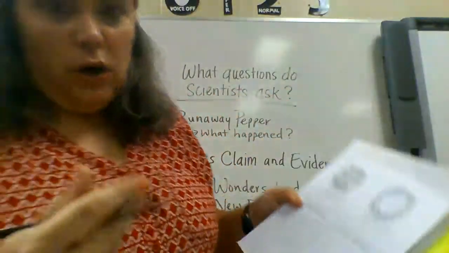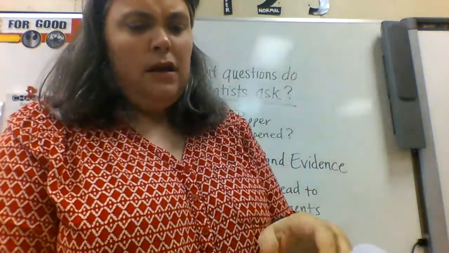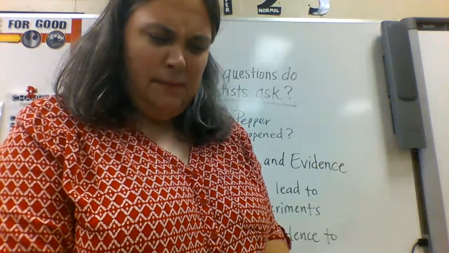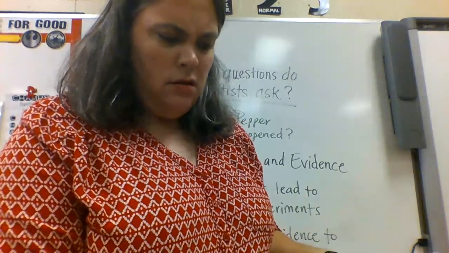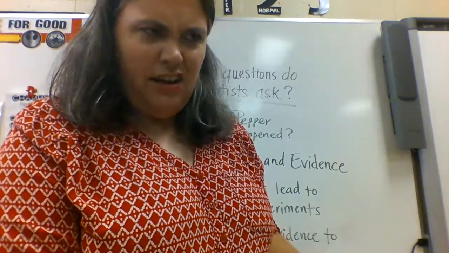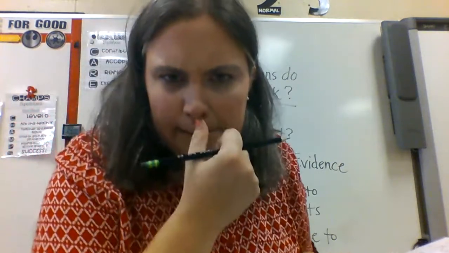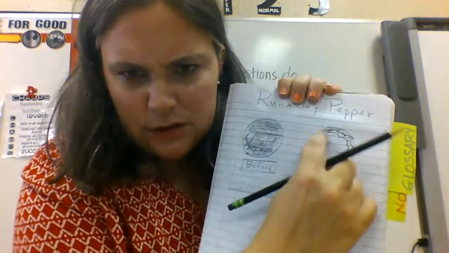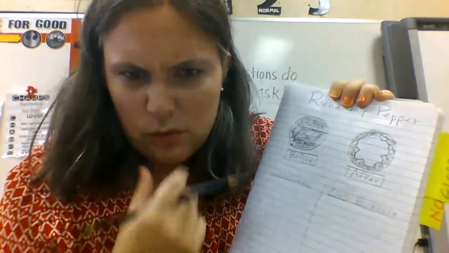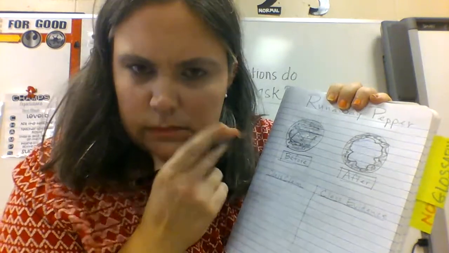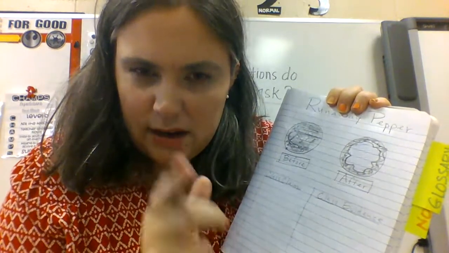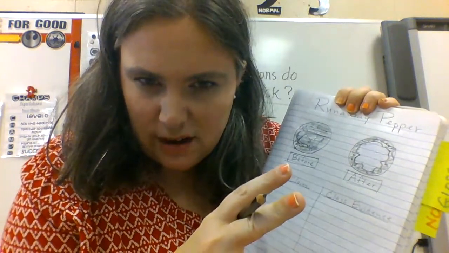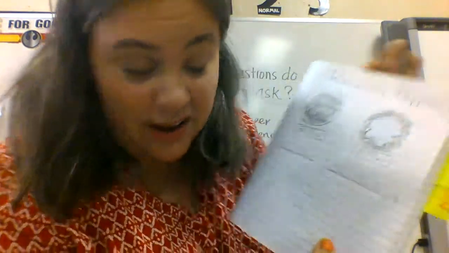Okay. So claim. A claim is what we think happened in an experiment to cause a change in it. So let's think. What happened in our experiment? The pepper shot around to the side. So what do we think caused that? Do you think that there was something in the soap that made the pepper shoot to the side? That's a really good claim.